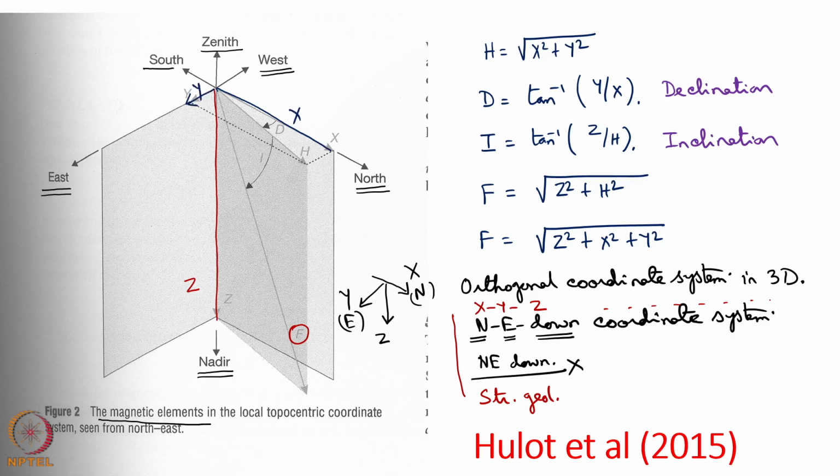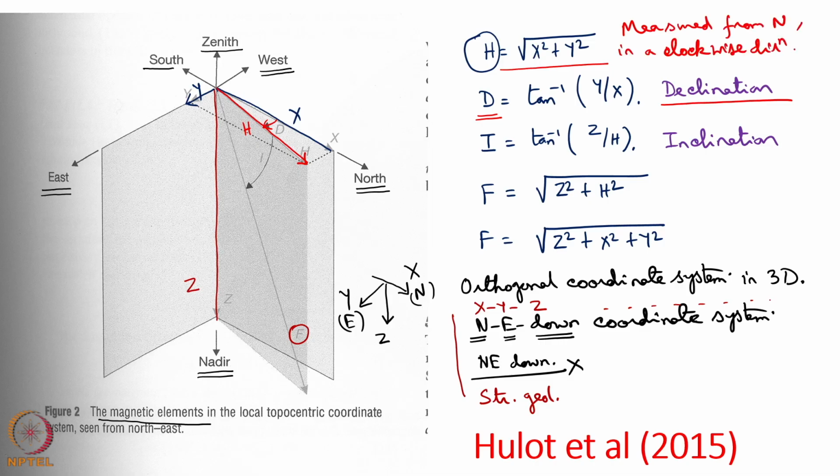So, on the horizontal plane I can have a horizontal component H, and obviously H is equal to the square root of x squared plus y squared. D is the angle measured from north in a clockwise direction, on the horizontal plane, and this is known as the declination. Obviously, D is equal to tan inverse of y divided by x.